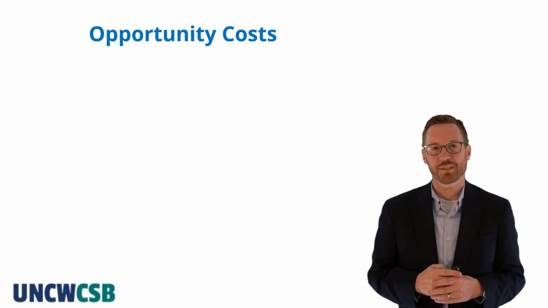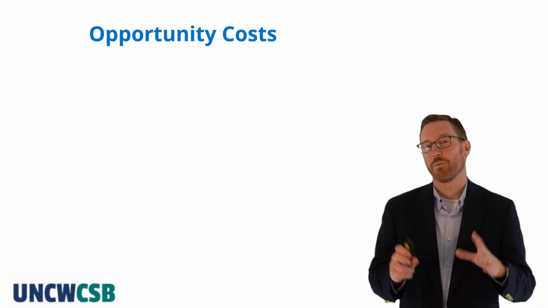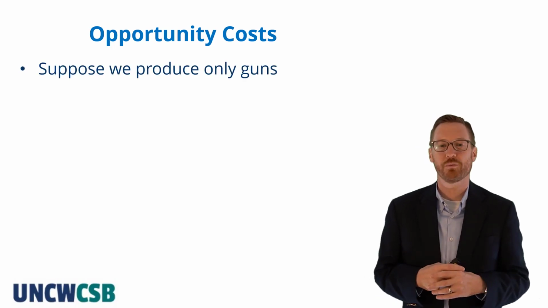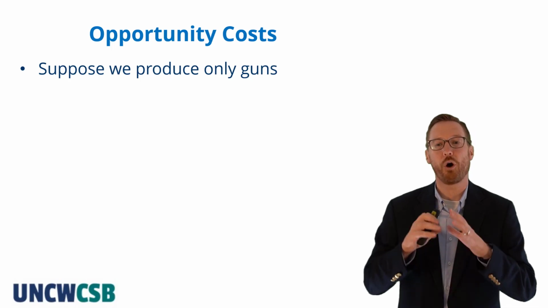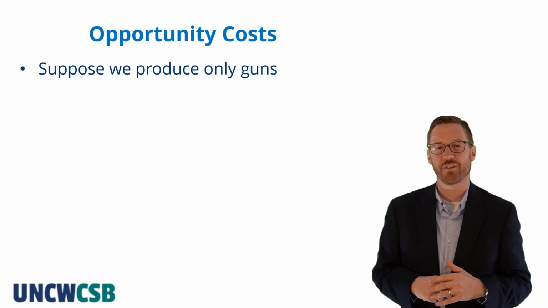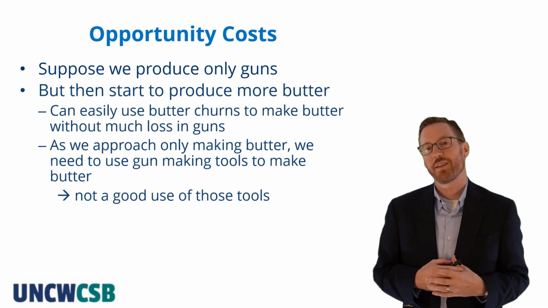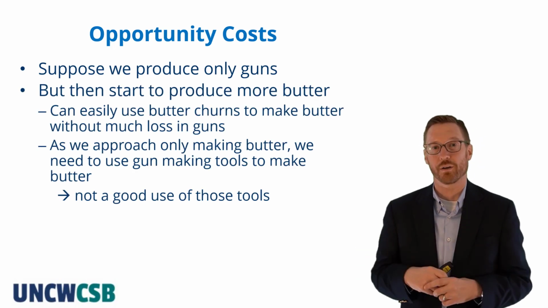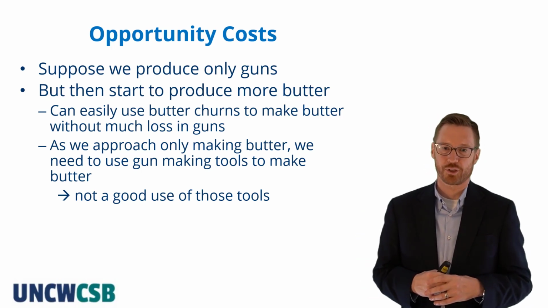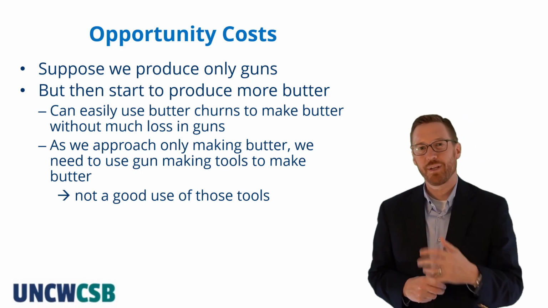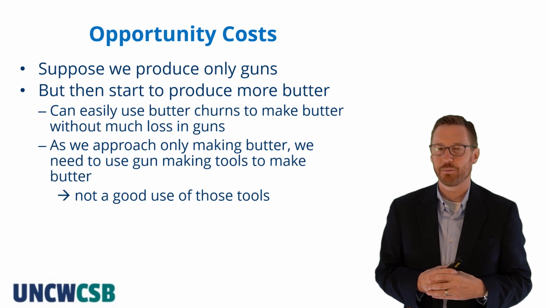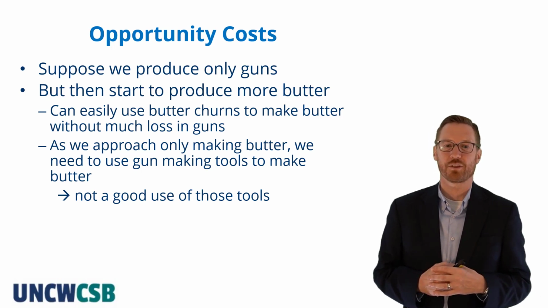So let's think about this idea of opportunity costs and whether they're constant or whether they increase. Suppose that we start out at a point where the economy is only producing guns. That's all that's being produced, just national defense equipment. But then we start the move towards more butter, towards more consumption goods. We can easily use butter churns to make butter without giving up much production in guns. Why? Because a butter churn isn't all that valuable for producing national defense goods.